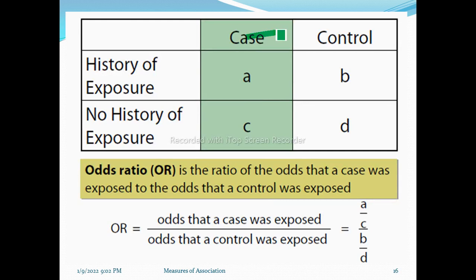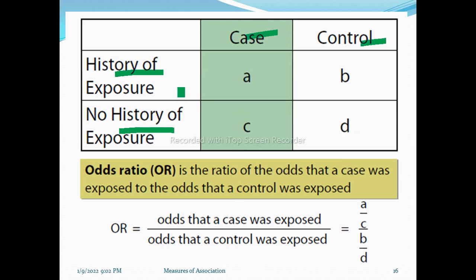So this is cases or diseased. This is controls, who are not diseased. This is exposed, and this is not exposed individuals. So we can give A, B, C, D. Odds ratio is the ratio of the odds that a case was exposed to the odds that a control was exposed. The odds that a case was exposed means A over C. And the odds that a control was exposed means B over D.